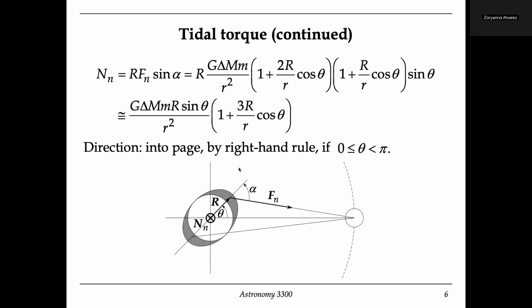Okay, here's the door, viewed from above. Here's the door handle. There is R. There is F. R cross F is out of the board, and this results in a counterclockwise rotation. Good. So that is the clockwise, right?